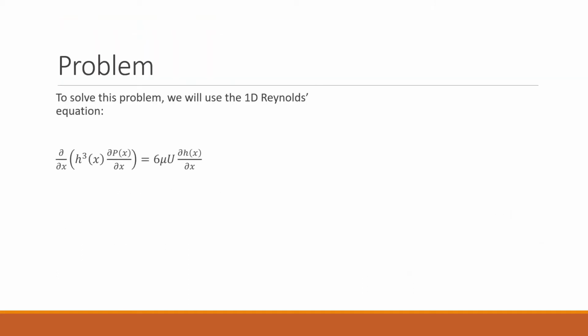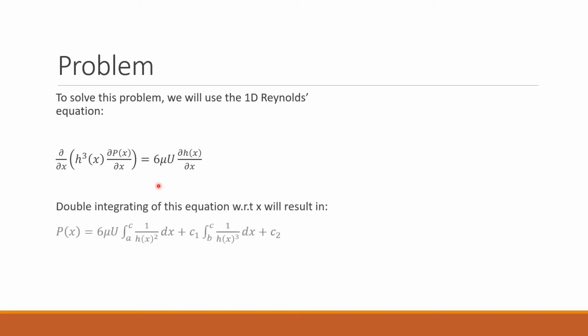To solve this problem, we're going to use the 1D Reynolds equation, which is this equation here as follows. Through double integration of this equation with respect to x, we get this formula. P of x is equal to 6 multiplied by the viscosity of the fluid multiplied by the velocity of the lower surface multiplied by this integral, plus C1 multiplied by this integral, plus C2.